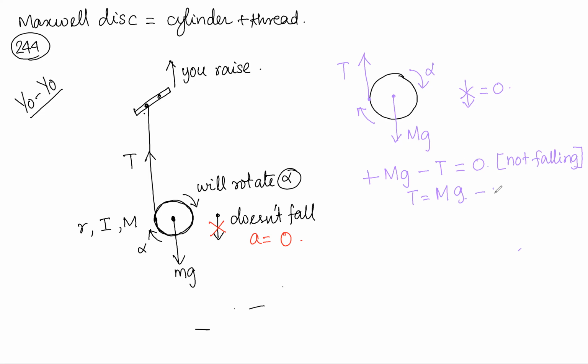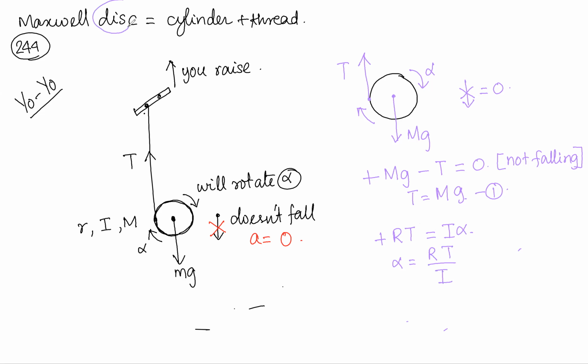ठीक है, पहला चीज. अब दूसरा चीज, who is providing the tension? You are holding the thread with a support, so you are pulling the thread and you are providing the tension. So when this thing is accelerating, you can write plus R into T. See, think of a steering wheel. The tension direction is the same as alpha. So plus RT is equal to I into alpha. So from here you can write alpha is equal to R into T divided by I.